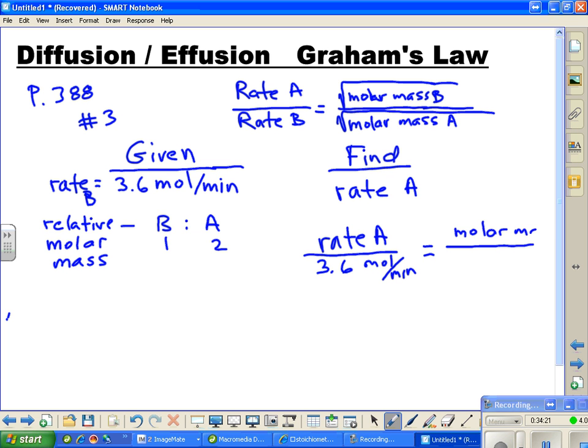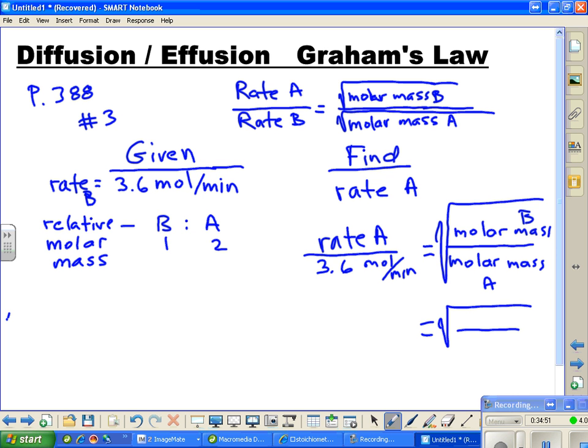Molar mass of B and molar mass of A. So what's the relative rate? A is 2, and our relative molar mass is A is 2 and B is 1. So I'm going to substitute those in. So A now is at the bottom, and that's 2, and B is at the top. So that's 1.